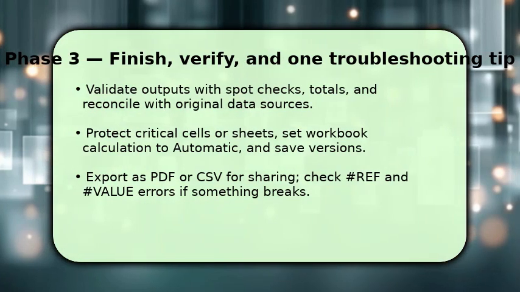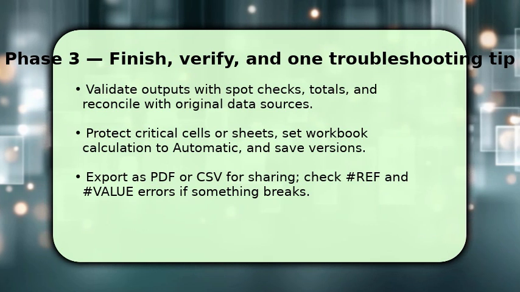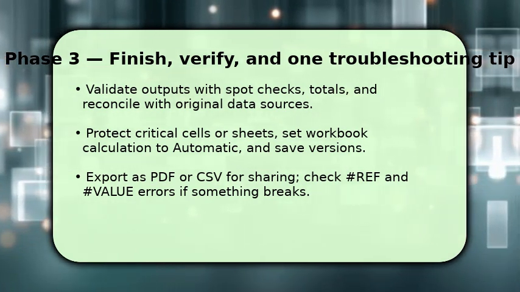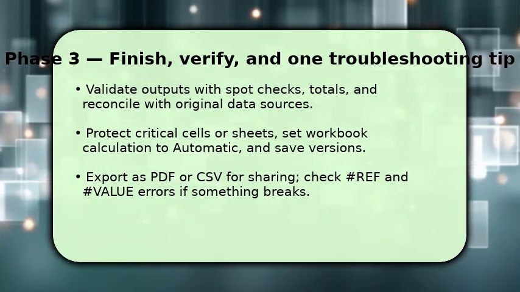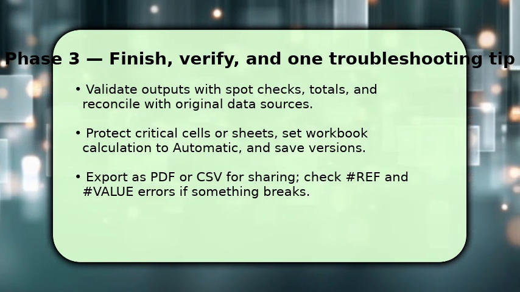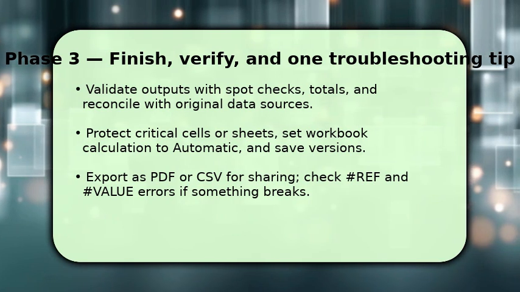You complete the workbook by validating results, performing spot checks, comparing totals, and reconciling against source files. Once satisfied, protect important cells or the whole sheet so formulas can't be overwritten, and save version copies. Set workbook calculation to automatic so values update. If performance lags, switch to manual while editing, then recalc.